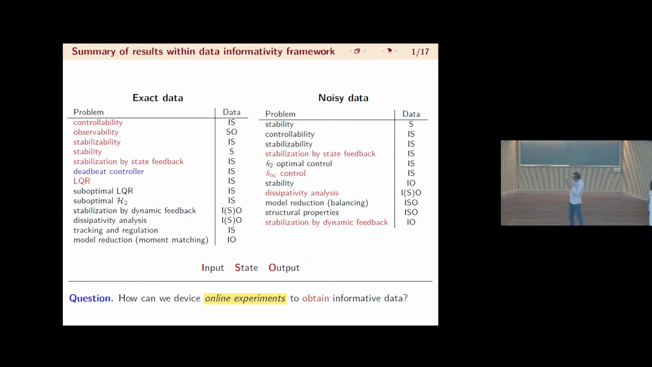So the ultimate goal is, for any of these problems, I want to devise an experiment, an online experiment, to generate informative data. By an experiment, what I mean is I want to apply one input, see the output or whatever I am measuring, and now I have more information about the system. By looking at the data I have, I want to determine the next input, and I do this iteratively and guarantee that at a certain point I'm going to have informative data. This is a much more difficult problem than finding conditions on the data for informativity.